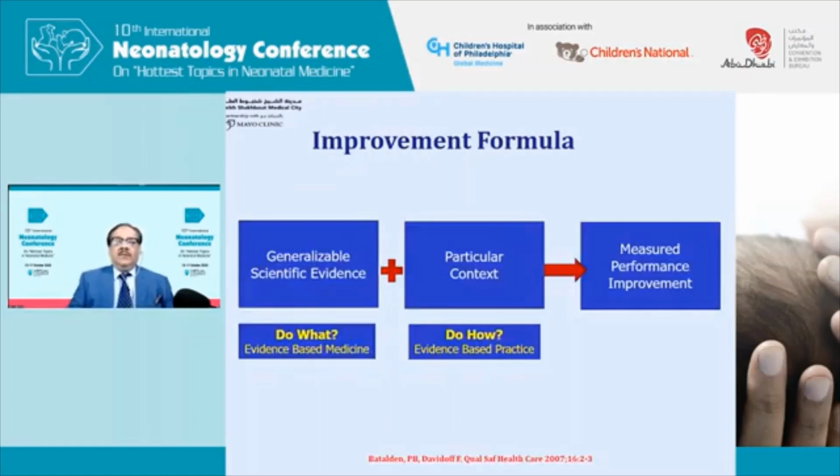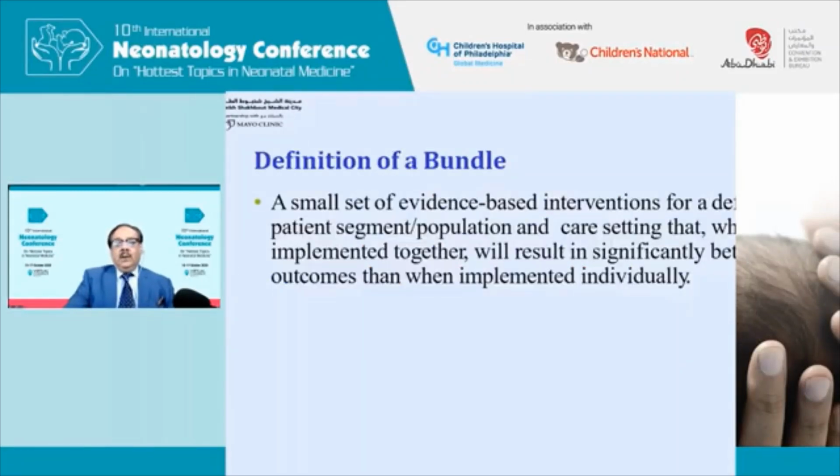So what is the improvement formula? The formula is simple: generalizable scientific evidence, then you have to choose the particular context according to your patient and practices, and then you have to perform an improvement project or measure your performance. So what to do is evidence-based medicine, and how to do it is evidence-based practice. We will further elaborate on that. This is the improvement formula nowadays implemented in many hospitals. It was published 13 years ago by Dr. Batalden and David Stoltz.